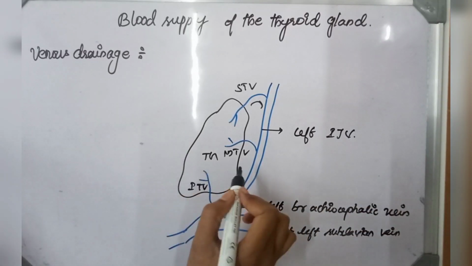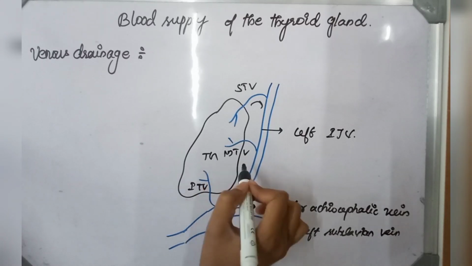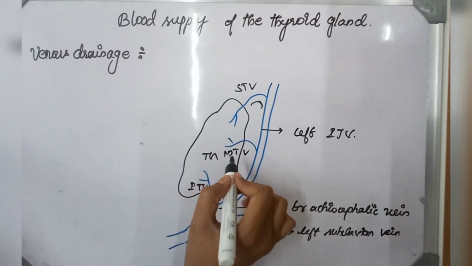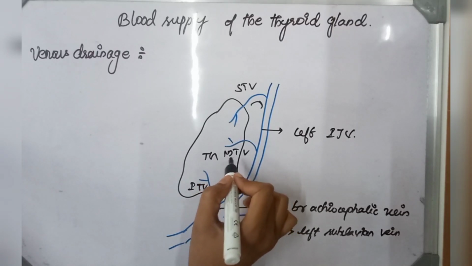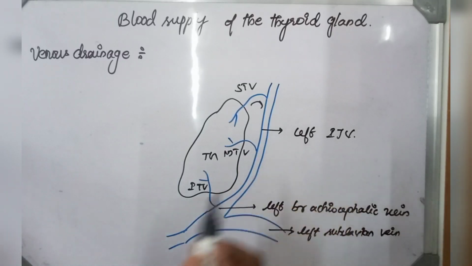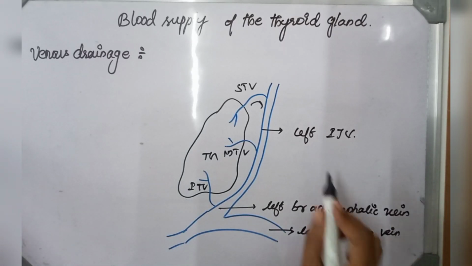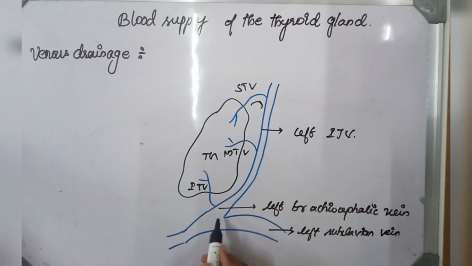The second vein is the middle thyroid vein, which drains the middle part of the lobe, and it is small and wider. It drains into the left internal jugular vein. And the inferior thyroid vein, which emerges at the lower border of the isthmus, drains into the left brachiocephalic vein, not into the left internal jugular vein, as the left brachiocephalic vein is nearby.